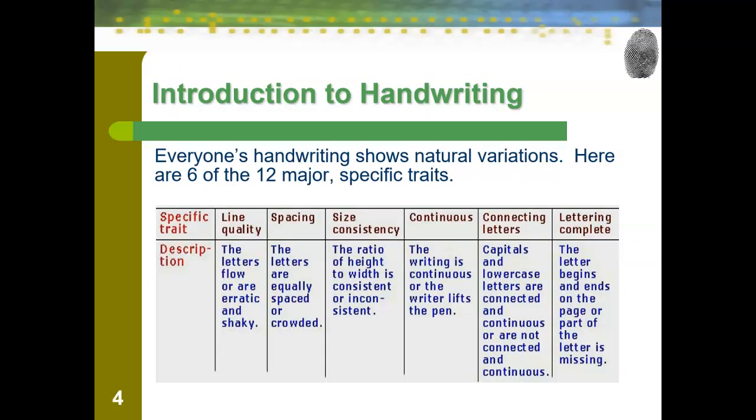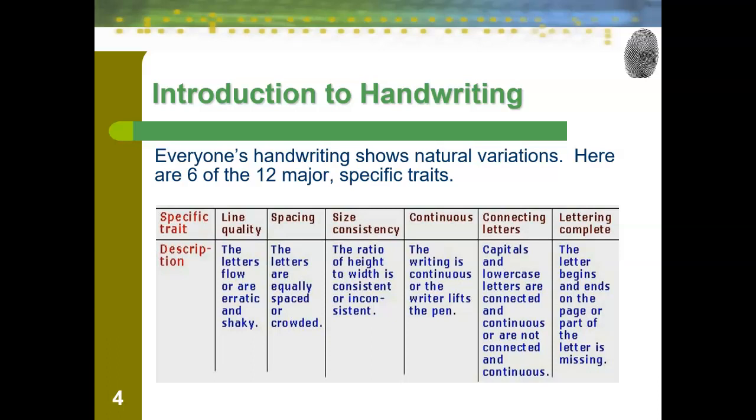Now, there are many unique characteristics to each individual's handwriting. Every person has handwriting unique to them and only them. No two handwriting samples are the same. However, there are 12 major characteristics that have been identified as common things to look for when analyzing a handwriting sample. So first we have line quality, and this is: do the letters flow with each other, or are they erratic and shaky?